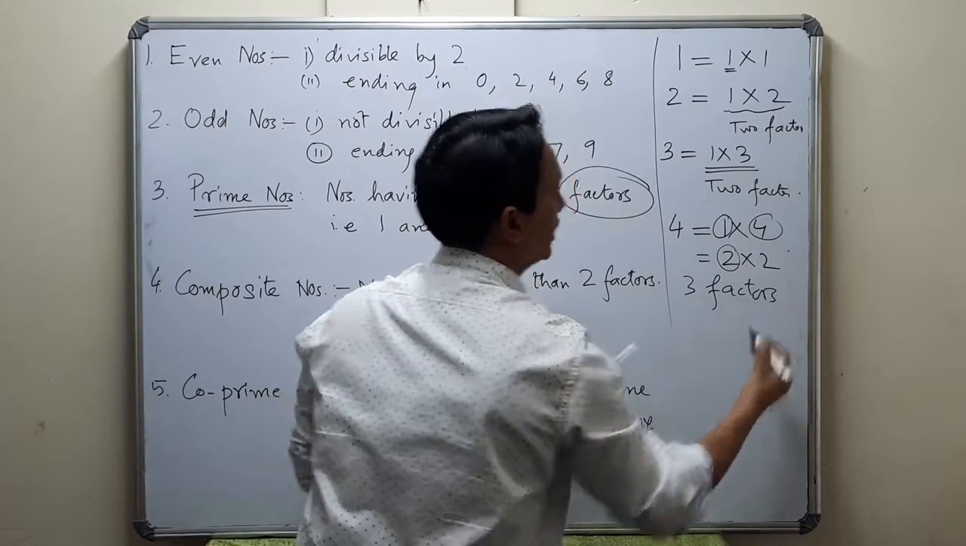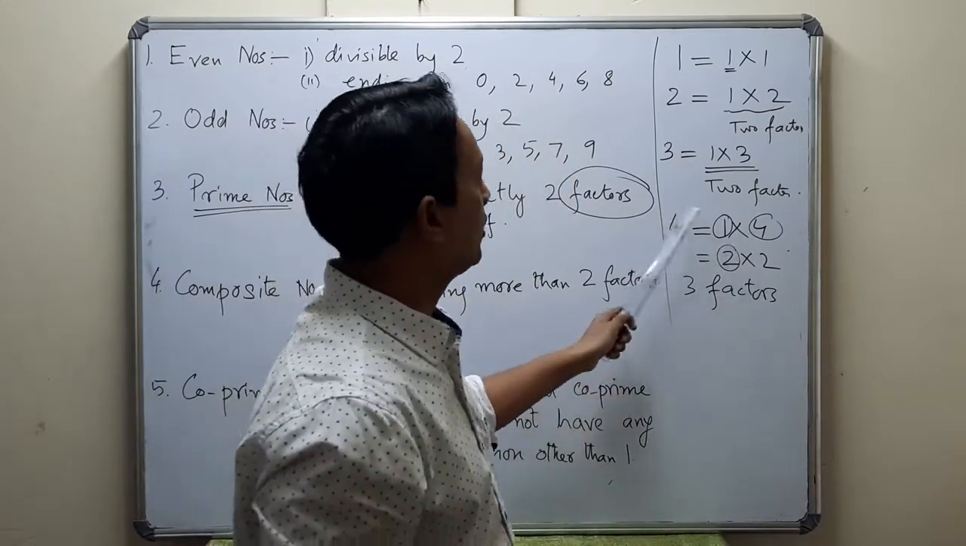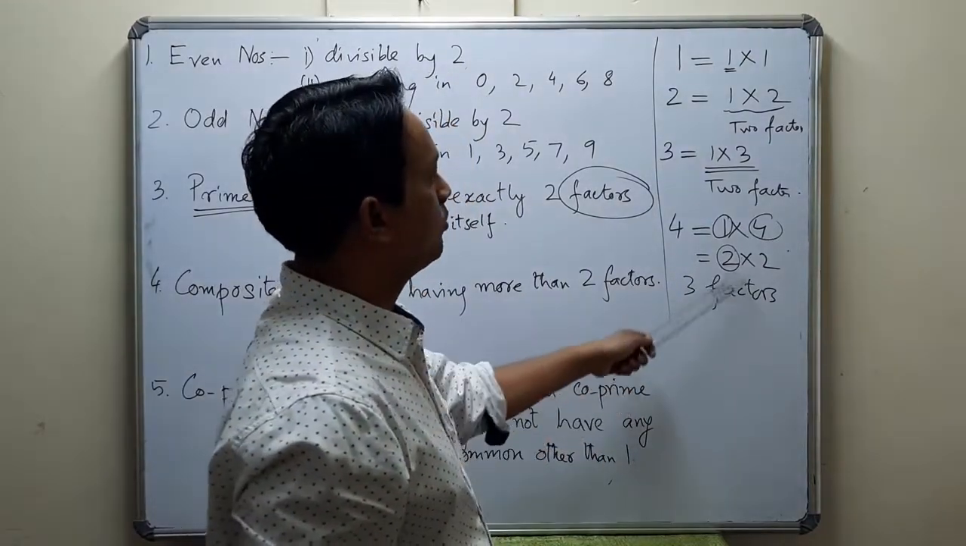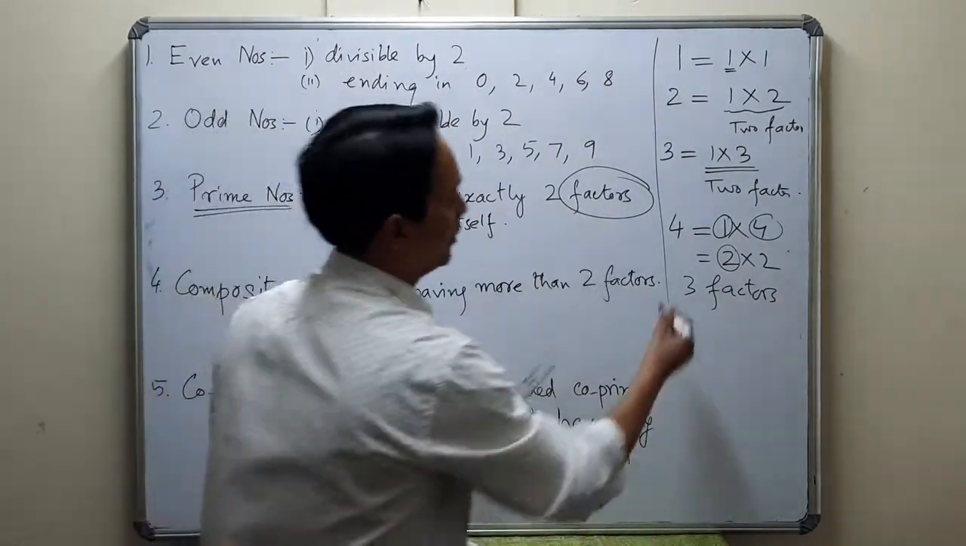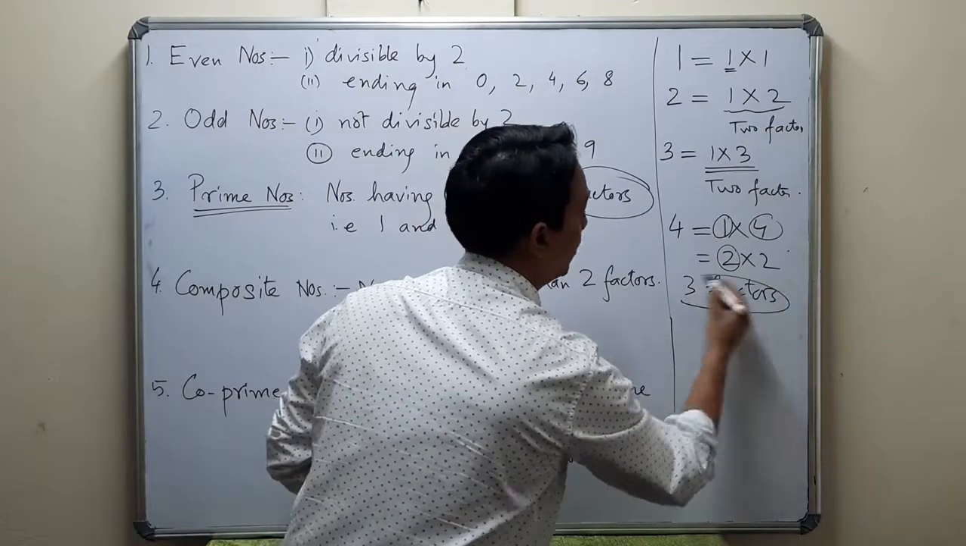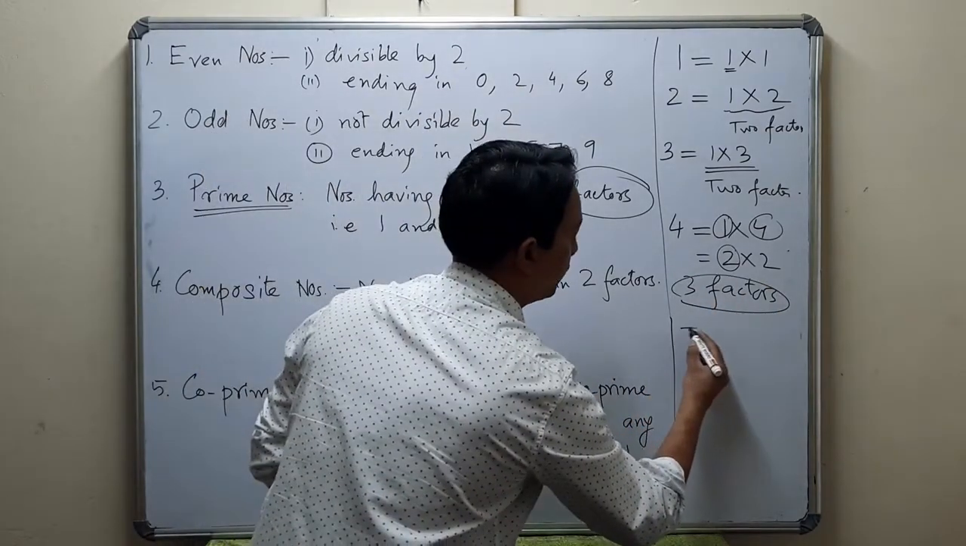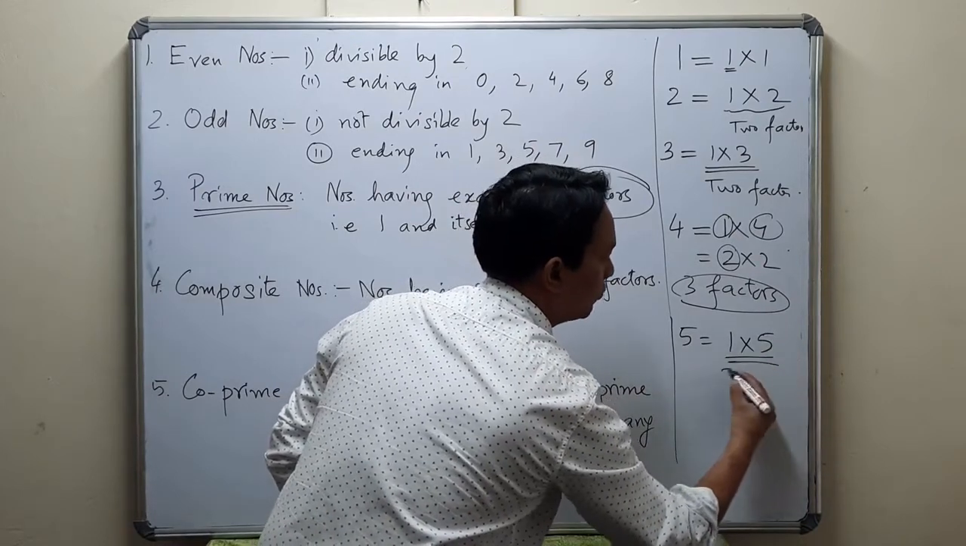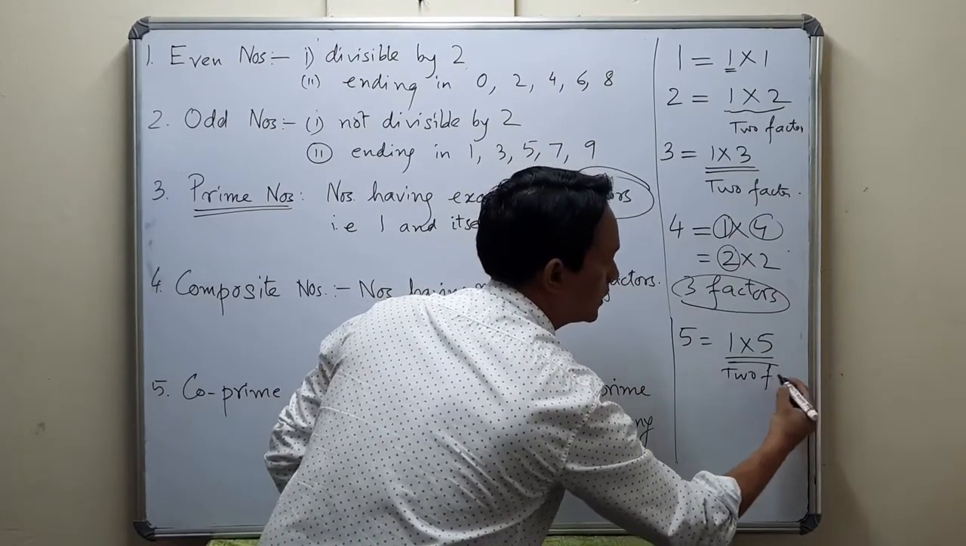So factors means the numbers which can divide. 1 can divide 4, 4 itself can divide 4, 2 can divide 4. These numbers which can divide a given number are called the factors of the number. So here I have 3 factors. Then if I look at 5, how many factors does 5 have? Just 2 factors, only 2 factors.